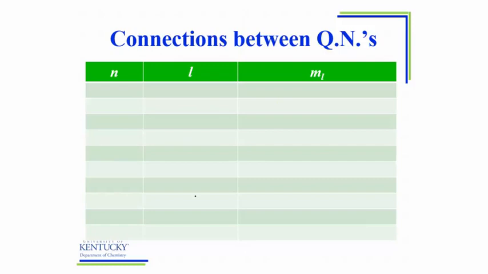So here's our table. The smallest n is n equals 1. Now we know that L can go from 0 up to n minus 1. So what are the possibilities for L when n equals 1? Well, 0 certainly is 1. Okay, so we have 0. Can we go any further? Well, n minus 1 is 0, so that's as far as we can go. That would be called an S subshell. So we would be in the 1s subshell if an electron had n equals 1 and L equals 0.